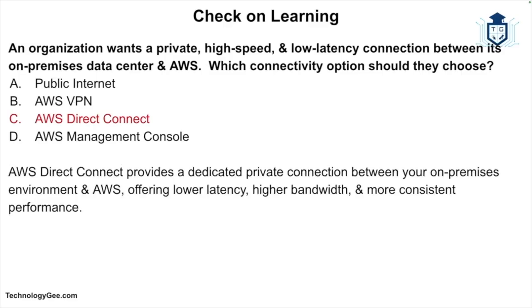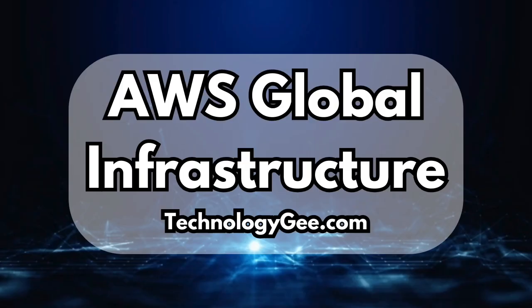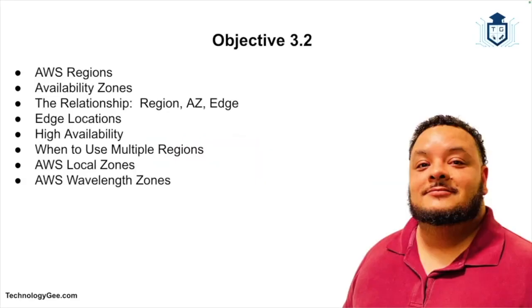And the correct answer is AWS Direct Connect. So Direct Connect provides a dedicated private connection between your on-premises environment and AWS, offering lower latency, higher bandwidth, and more consistent performance.